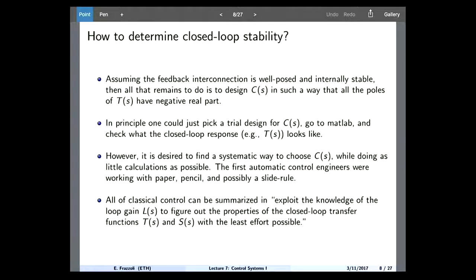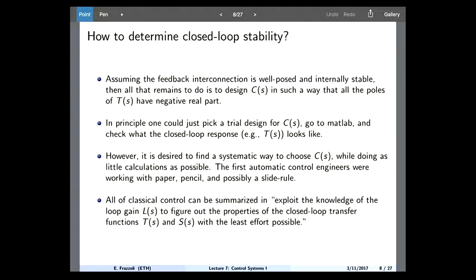Okay, so now what we know is that we have an open loop system, we don't like it, we want to design some feedback control, and we want to change it so that the closed loop will be something that we like, okay? So how do we determine what the closed loop behavior will be?